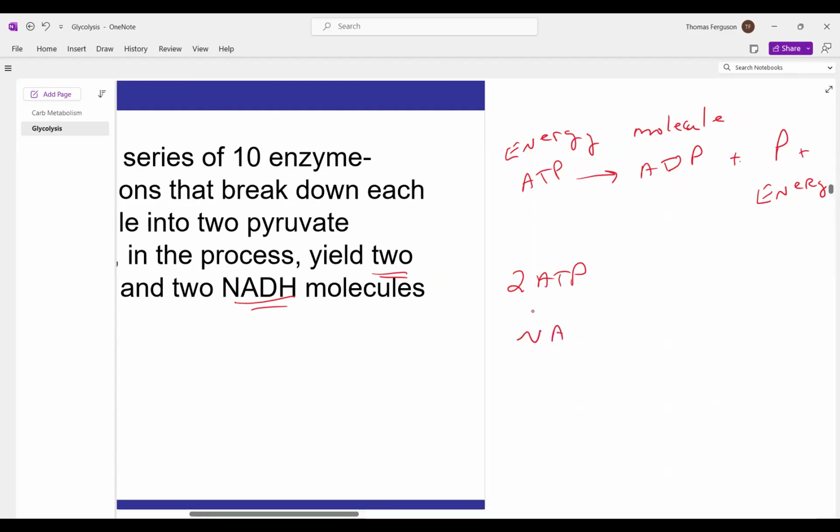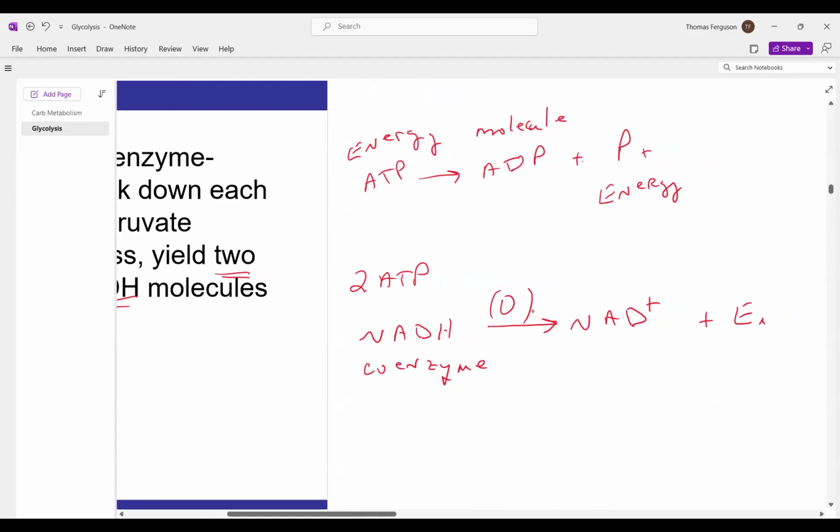So whenever we have NADH, it undergoes oxidation to NAD plus. And that gives off energy. So that's one way, another way I should say, of storing energy in NADH, the reduced form, and that's also called a coenzyme, or one of the many coenzymes, I should say. So there's 2 ways we can obtain energy: by ATP going to ADP and NADH going to NAD plus. So glycolysis is producing 2 energy molecules.